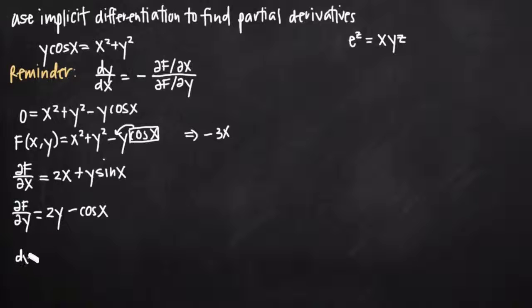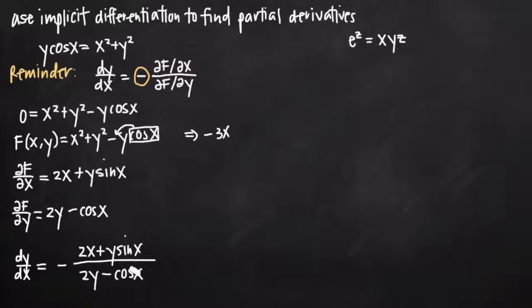So our formula for dy/dx, the derivative of y with respect to x, don't forget this negative sign here. That's part of our formula, and it's super important. We have to include this negative sign. So we have negative, and then the partial derivative of f with respect to x. We already know that is 2x plus y times sine of x. And then in our denominator, the partial derivative of f with respect to y, we already know that is 2y minus cosine of x. And there we have it. That is our derivative of y with respect to x. That's how we find it.